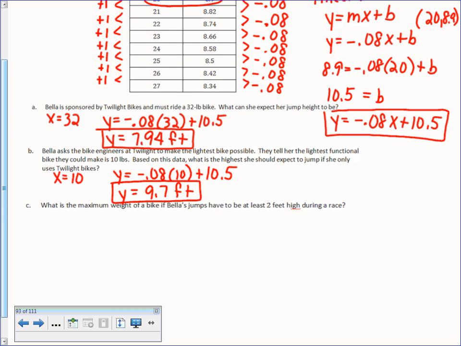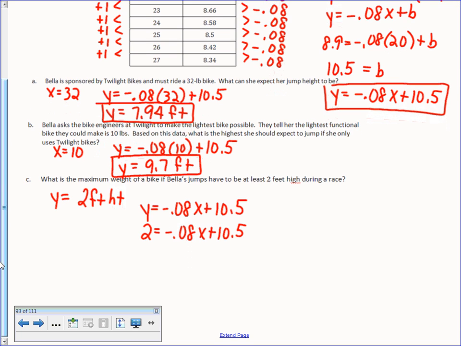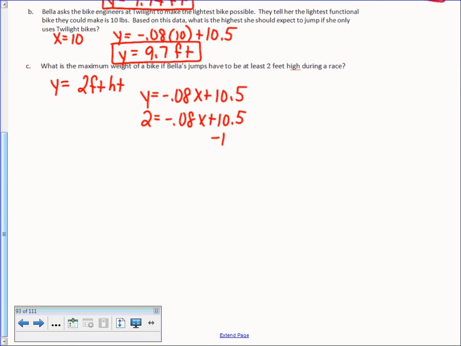What is the maximum weight of a bicycle if Bella's jumps have to be at least 2 feet high? So now I'm working with 2 feet high. 2 feet in height is my y value. So now if I substitute that into my equation, y is equal to negative 0.08x plus 10.5, and I substitute in 2 for y, I am now going to be solving for x. So right now, I want you to solve for x.